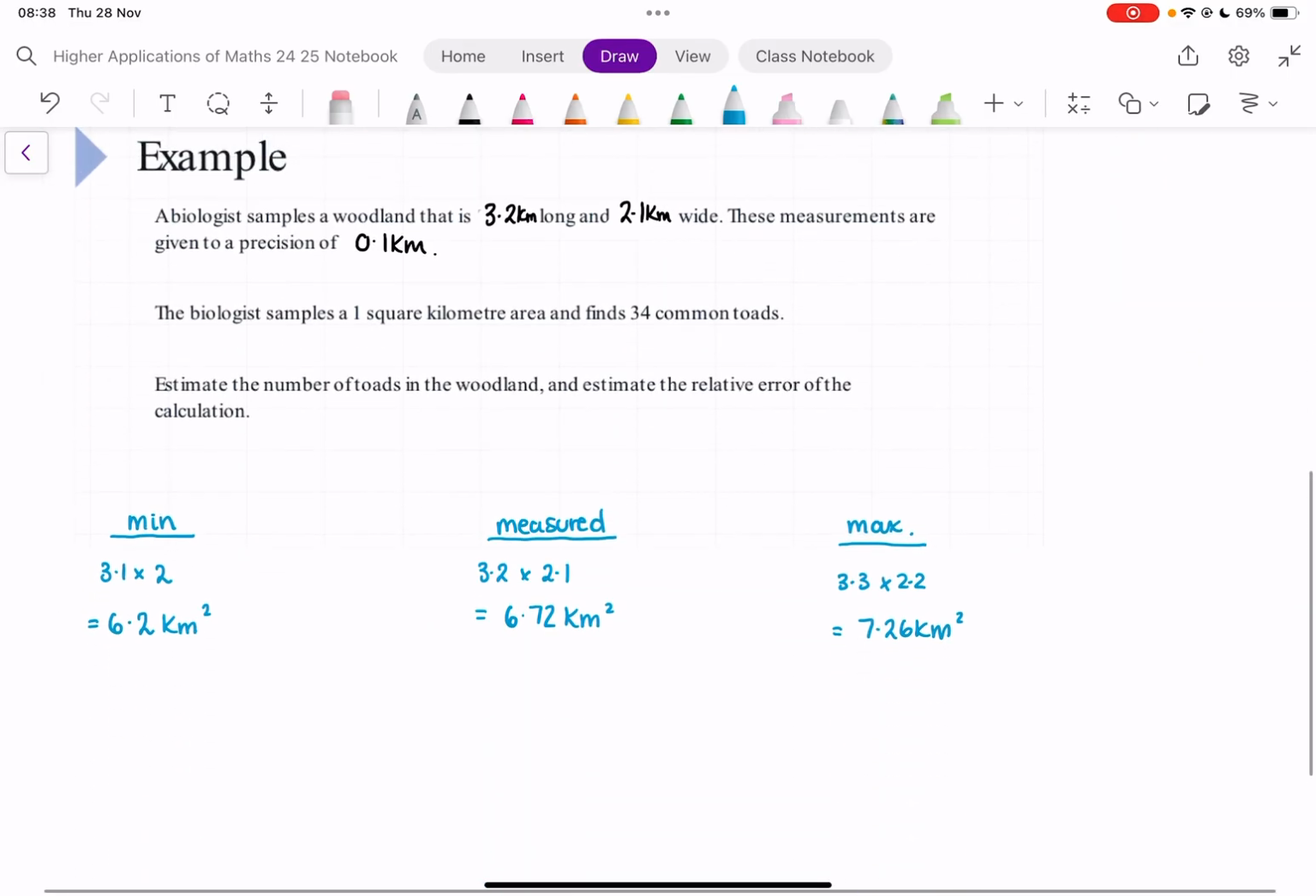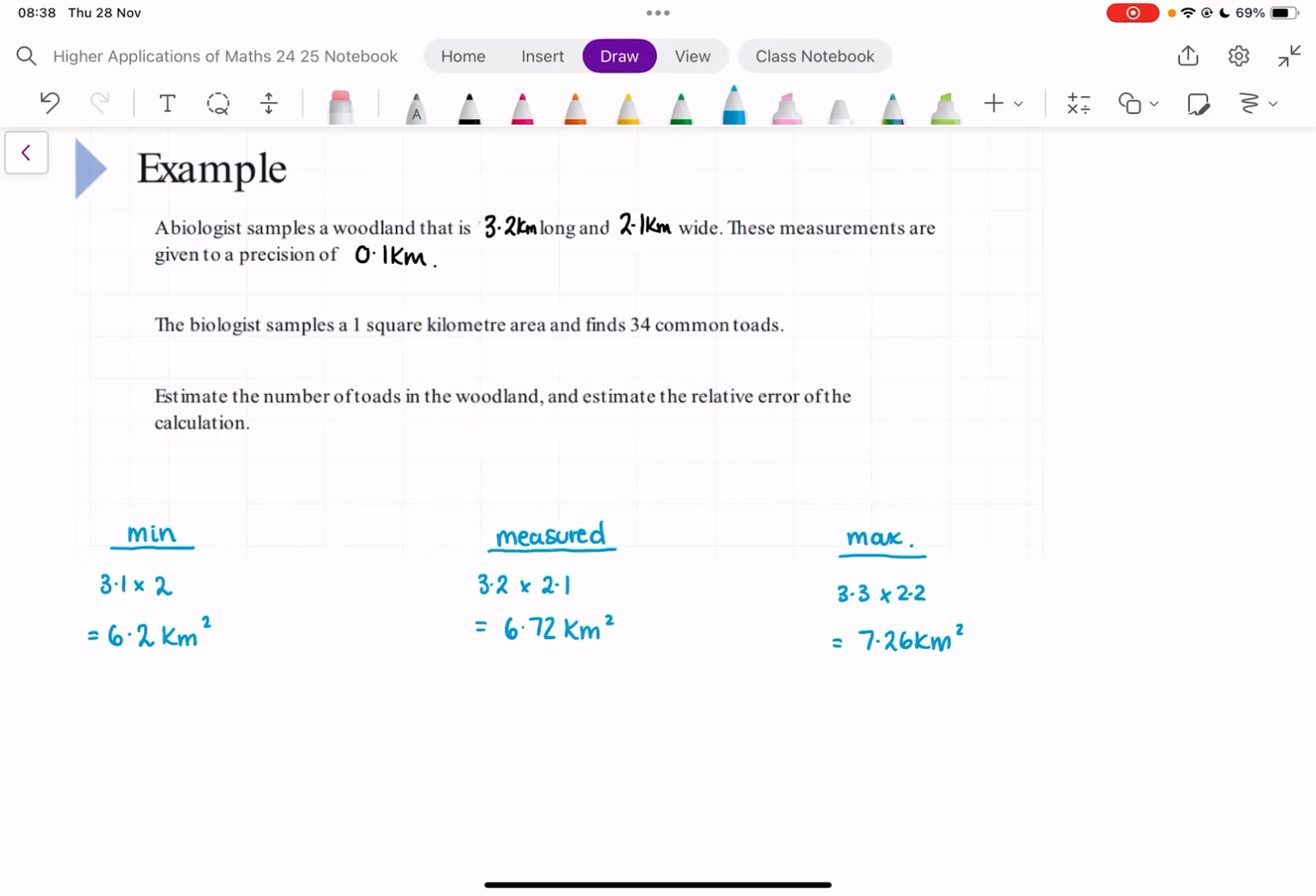So that's where the absolute error of 0.5 comes in. Okay, so we've got a wee example here that involves that. A biologist is sampling a woodland that is 3.2 kilometres by 2.1 kilometres, and they have a precision of 0.1 kilometres. The biologist then samples 1 square kilometre and finds 34 toads. So we want to estimate the number of toads in the entire woodland, and then we want to get the relative error of that calculation.